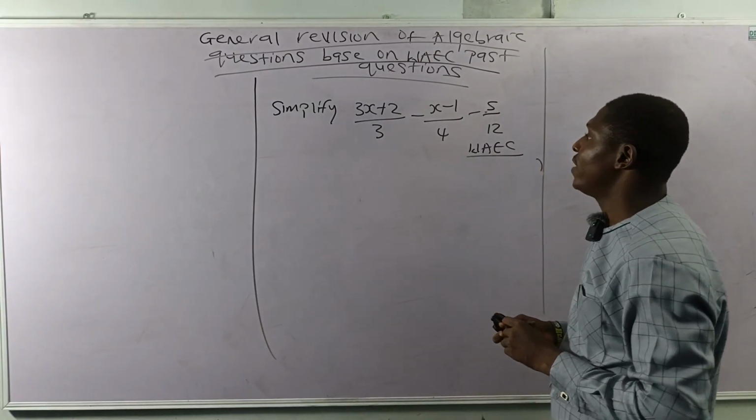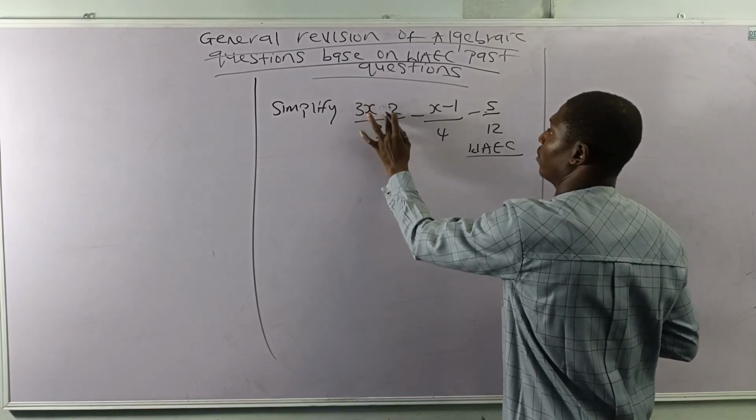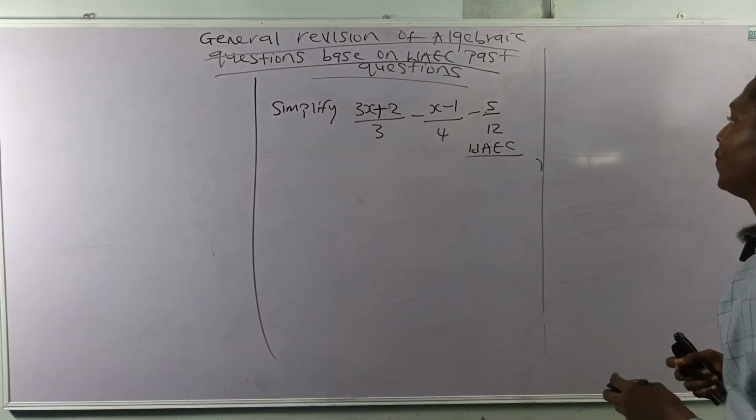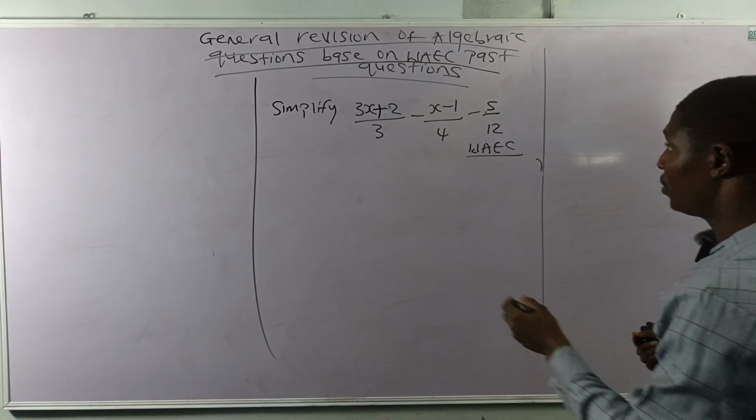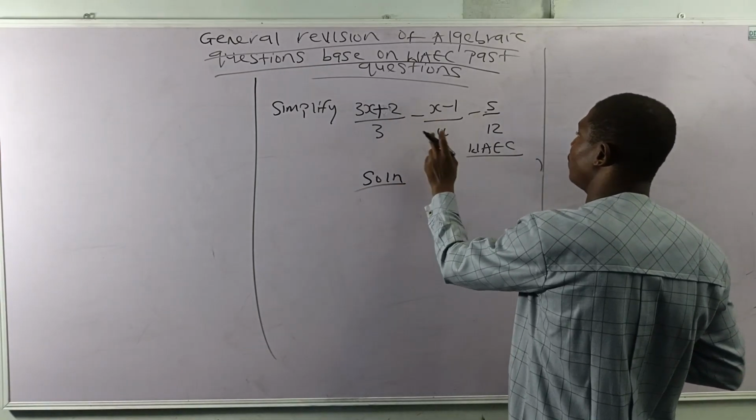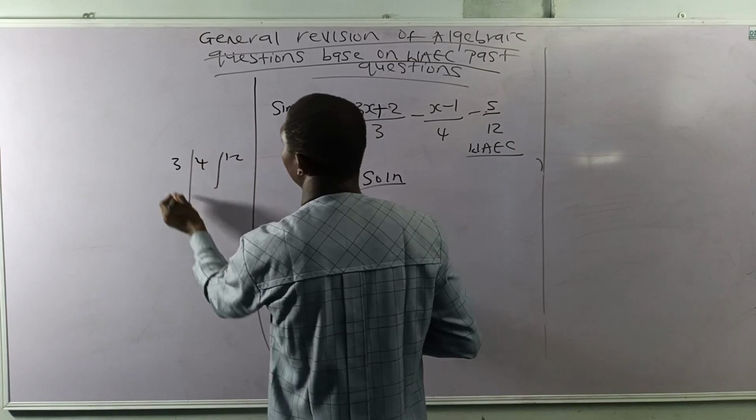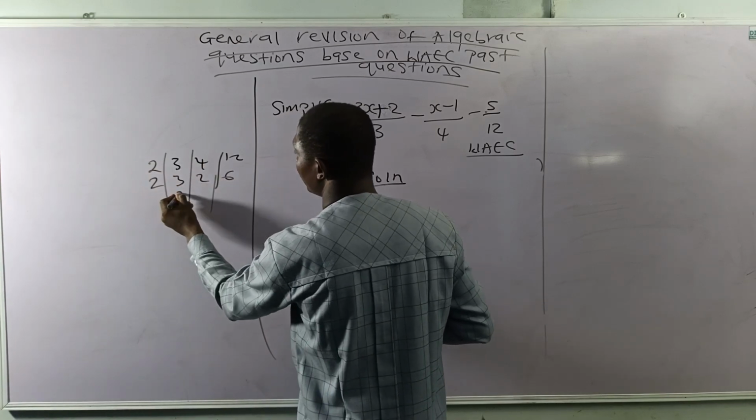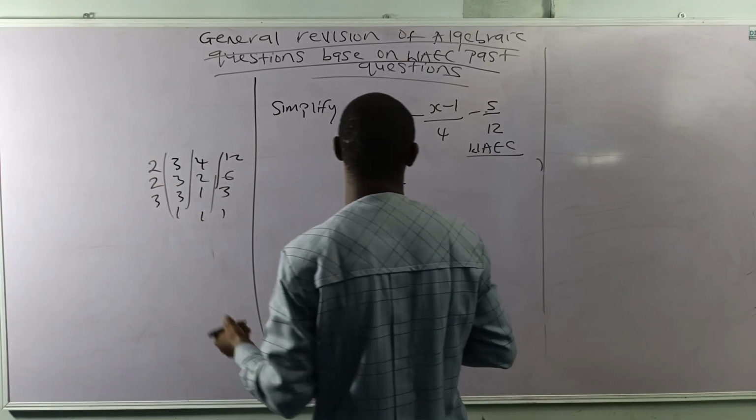We have simplified 3x plus 2 all over 3 minus x minus 1 over 4 minus 5 all over 12. We have to simplify it, and it's a WASSCE question also. So what we simply do is to get our LCM of 3, 4, 12, which is actually 12. How? 3, 4, 12. 2 goes into 4 twice, 2 goes into 12, 6. 2 goes into 6, 3. 3 goes into 3, 1. 2 times 2, 4. 4 times 3, 12.